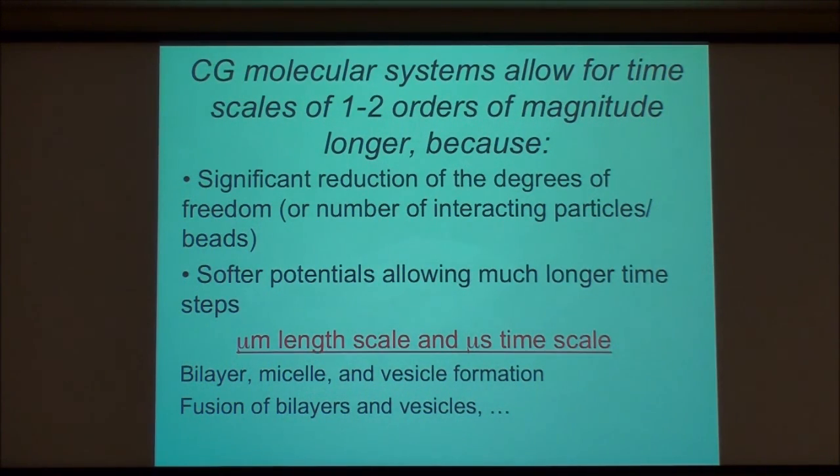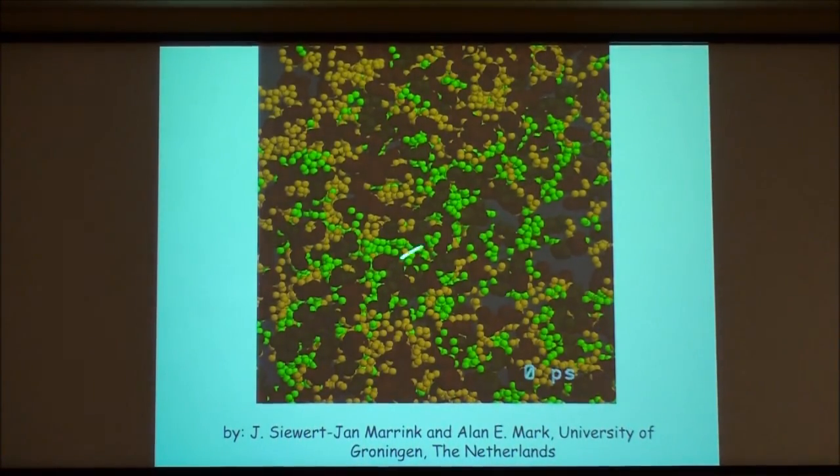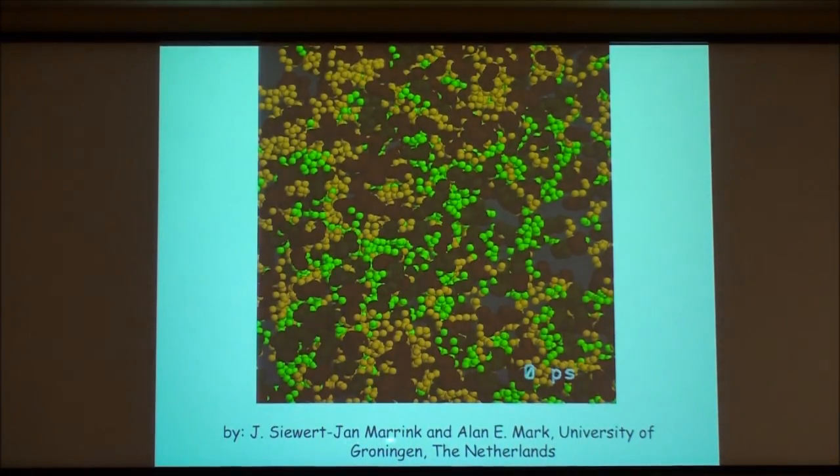So now this is actually one example. I showed you what happens if you do an atomistic simulation using a bilayer: nothing happens, lipid molecules just fluctuate up and down. So this is one example of one of the first coarse-grained simulations that was reported by a good friend who is actually one of the leaders in this area, applying coarse-grained models to biological systems.